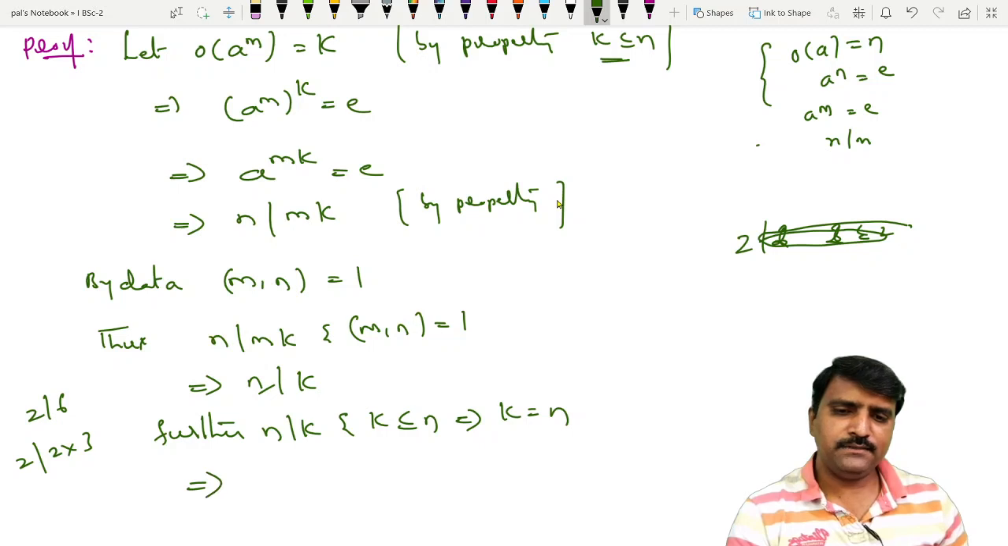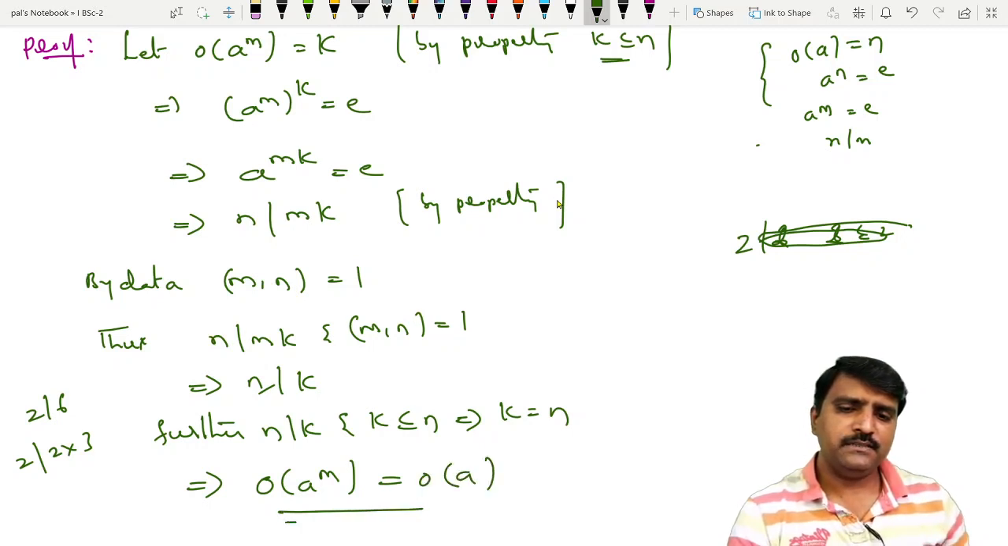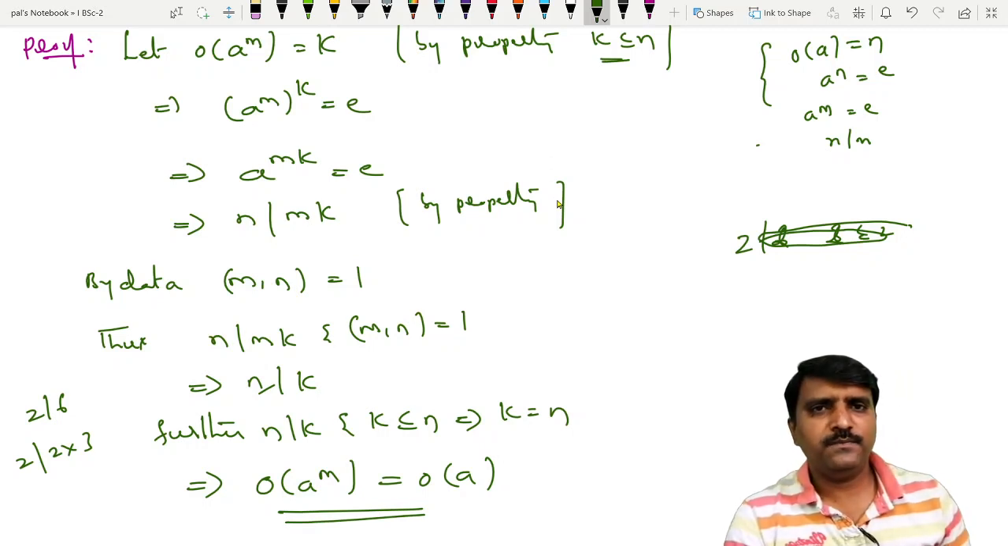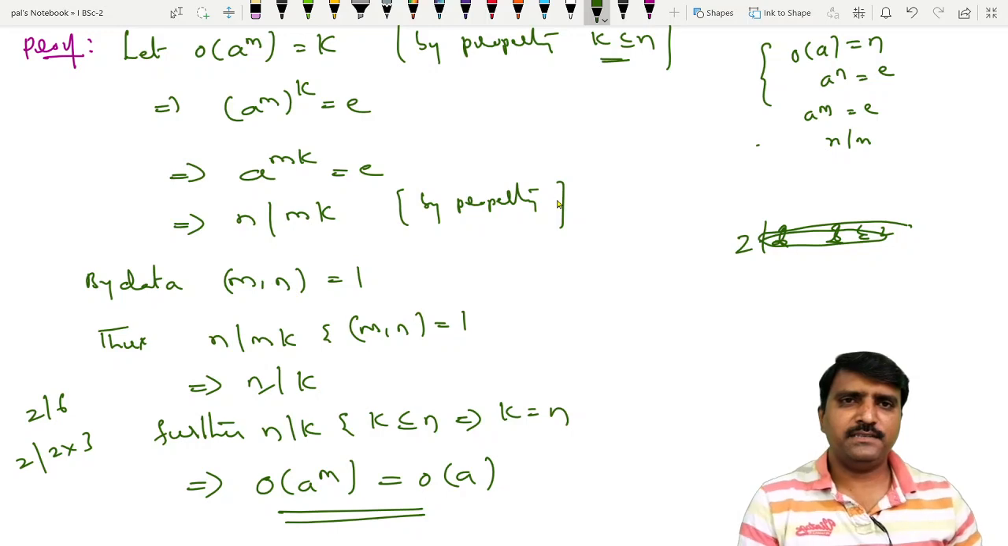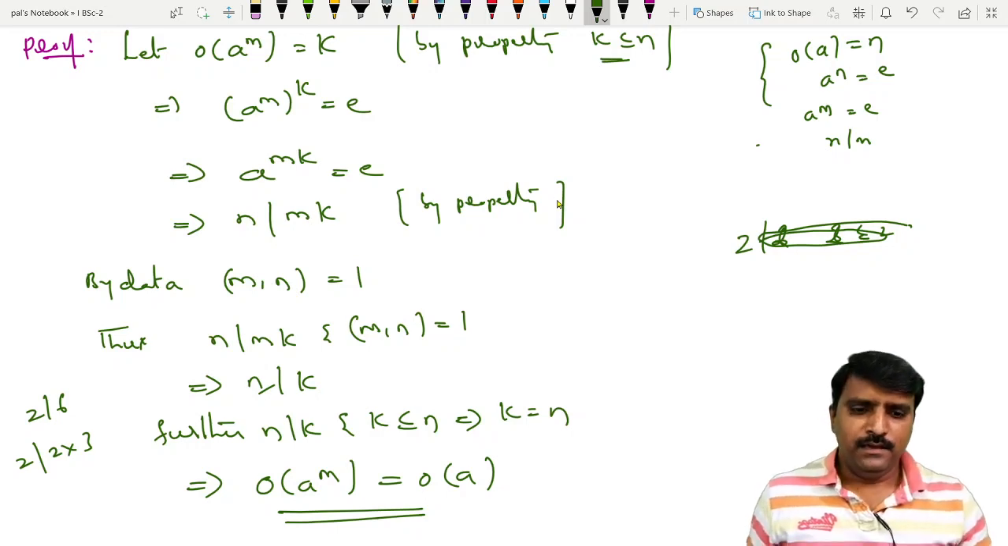If k is equal to n, what is k? k is the order of a to the power of m. So the order of a to the power of m is equal to n. What is n? n is the order of the element a. So the order of a to the power of m is equal to the order of a. So that is the simple result.